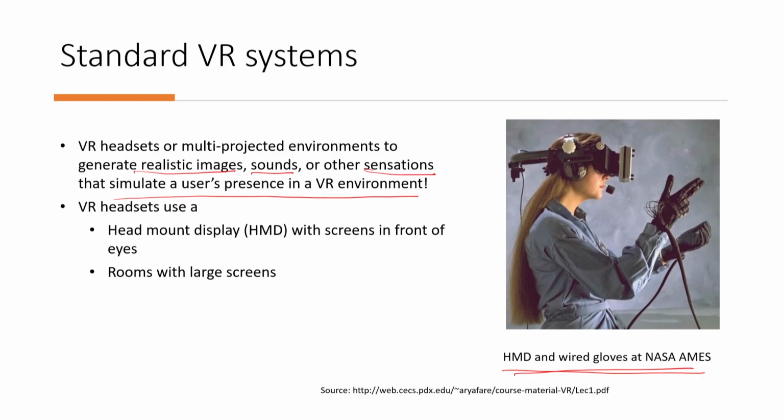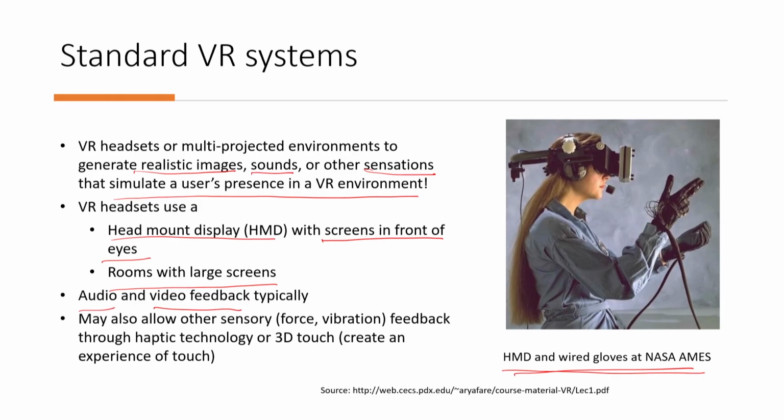Typically your VR headsets will use a head mounted display with screens in front of the eyes, or they may consist of rooms with large screens. There will usually be some audio and video feedback as well. They may also allow other sensory feedback such as force feedback and vibration feedback, and this happens through haptic technology or 3D touch. So, that can give you the illusion of the experience of touch that you experience in your day to day life.